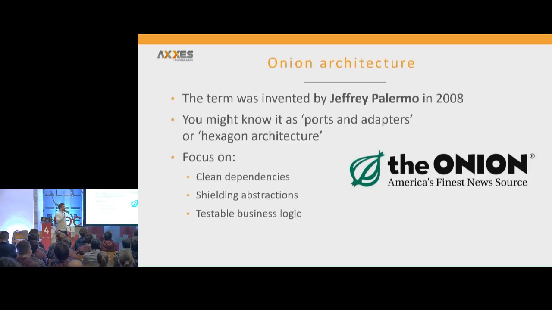Onion architecture is a term that was used by Jeffrey Palermo about 10 years ago. But it's not a new concept by any means. It's basically ports and adapters, or hexagonal architecture. It's known under all these names. Now, the whole point of this, and that's why it matches so well with SOLID, is that you will try to keep your dependencies really clean. It has nothing to do with the onion, by the way. They're not clean at all, but they're really funny. But you want to shield all your abstractions from your core logic. That's the thing that you really want to do, and make your product very testable.